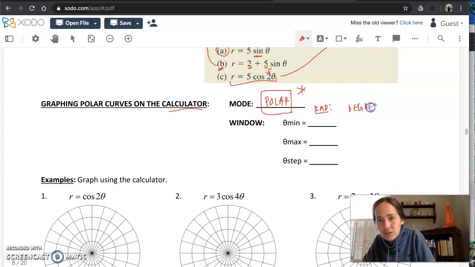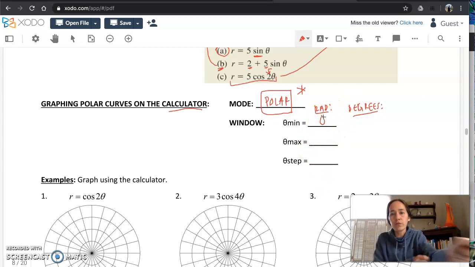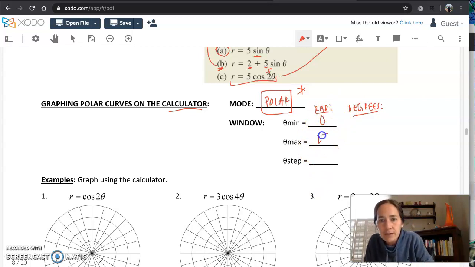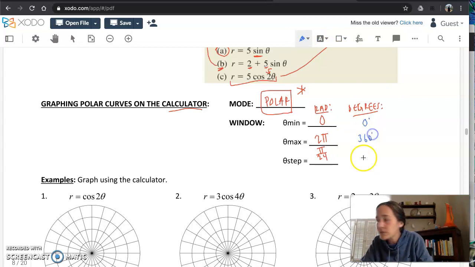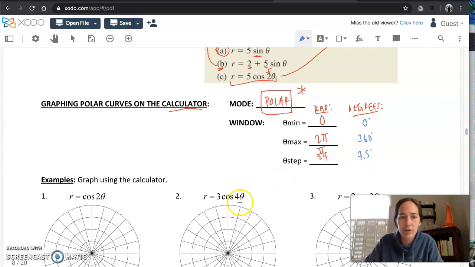These are just suggestions for your window when you're graphing in polar mode. Maybe once around the unit circle will do the trick for a lot of these. So theta min 0 and theta max 2 pi is a lot of times sufficient. With a theta step, we'll talk about this in a second, write down pi over 24. Theta step has to do with how smooth the curve is traced out, so this will be a good starting point for us. You don't want to make it too small or too large. In degrees, we get these equivalents, 0 degrees to 360, all the way around the unit circle, and then 7.5 degrees is what I decided would be a good starting point for our theta step.